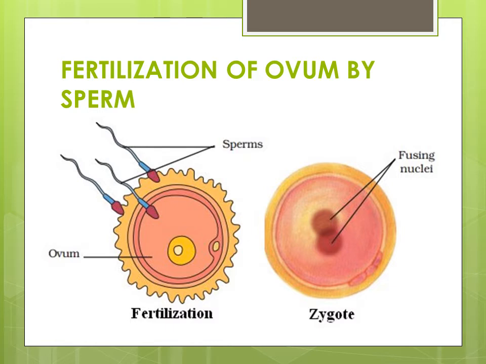This process is called implantation, and it produces the state of pregnancy. So what is implantation? Implantation is the fixing of the blastocyst to the wall of the uterus.